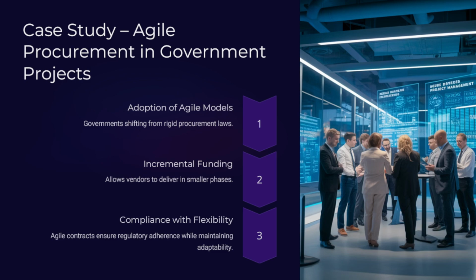Let's now look at a case study for agile procurement in a government project. Government projects typically use a long and fixed procurement cycle, following maybe the waterfall methodology, but agile approaches are changing that. So governments are shifting towards incremental funding models where the vendors deliver in small, approved increments rather than just committing to multi-year projects upfront. So agile contract strategies can ensure compliance with the scope while maintaining flexibility as well.